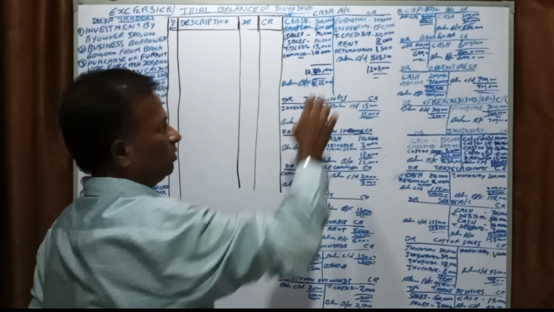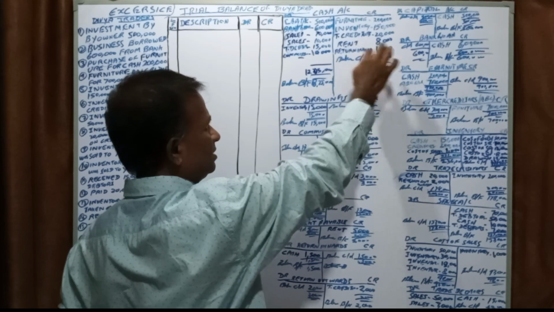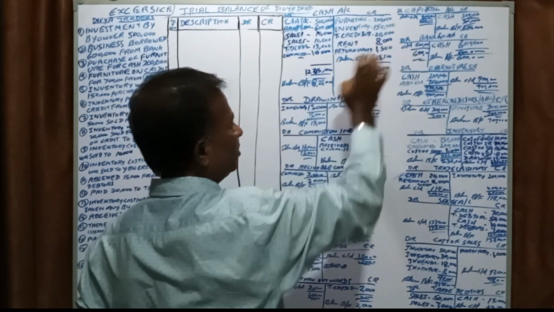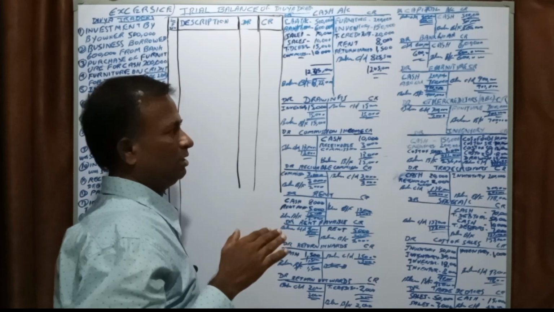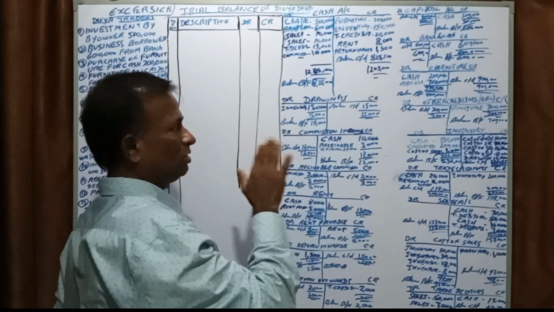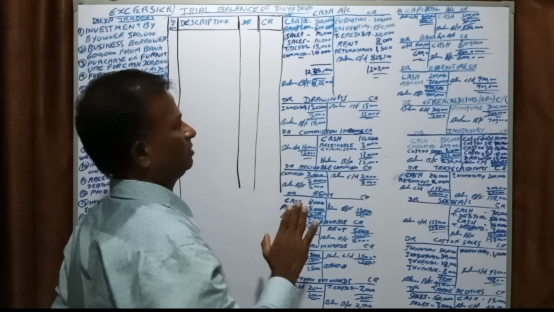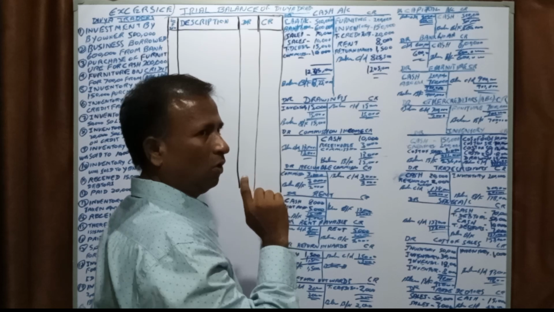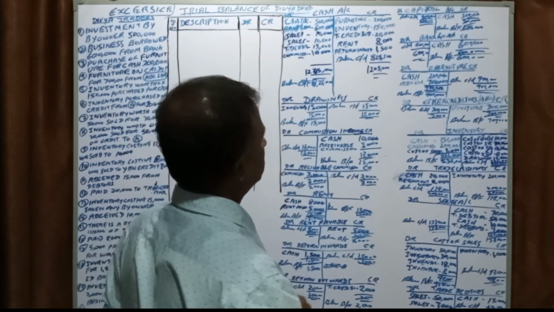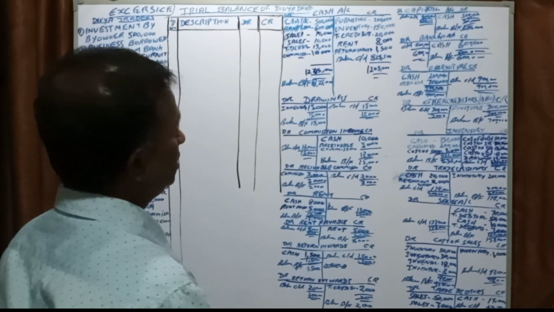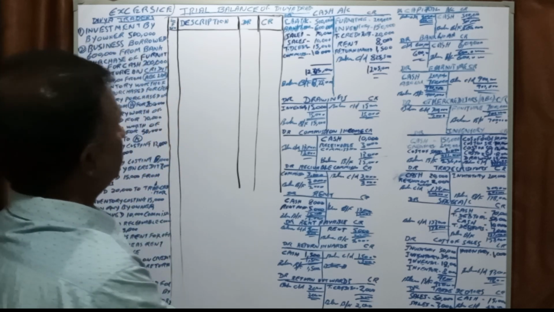Closing balance carried down and balance brought forward will be the same amount. There won't be any difference. Both are the same amount, and that you have to understand. So we have balanced all the T accounts. Now we have to prepare the trial balance.